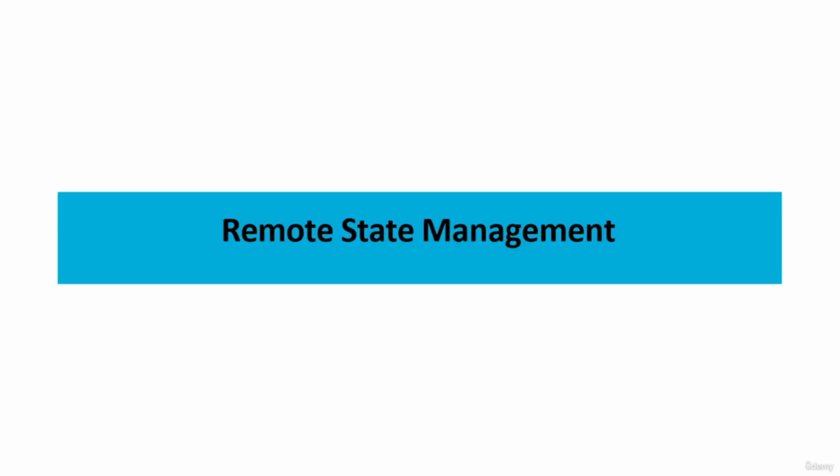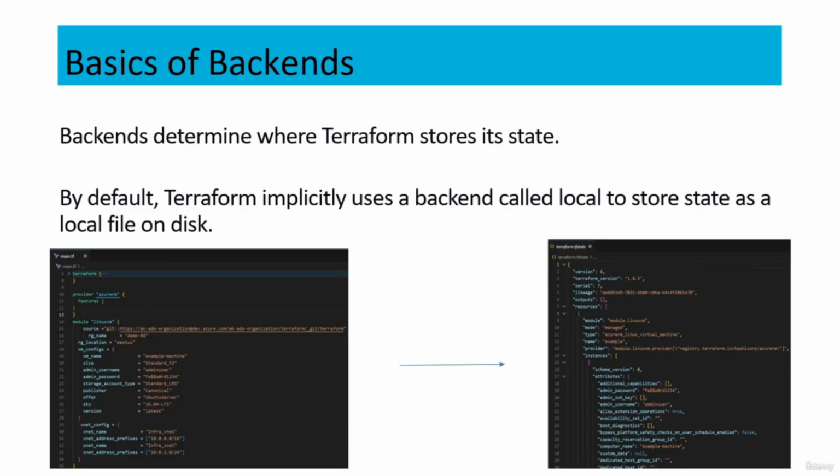Hi everyone. In this video, we are going to discuss remote state management. Basics of backends. Backends determine where Terraform stores its state. By default, Terraform implicitly uses a backend called local to store the state as a local file on disk.